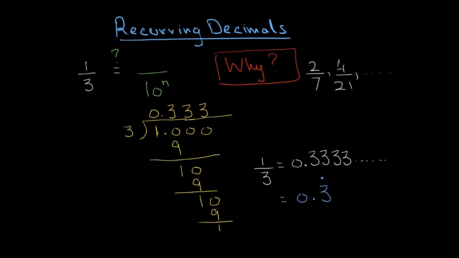So let's look at another example, an example like 1 over 6. Again, there's no way that you can write 1 over 6 as a decimal fraction with some power of 10 in the denominator. You should think about why you can't do so.